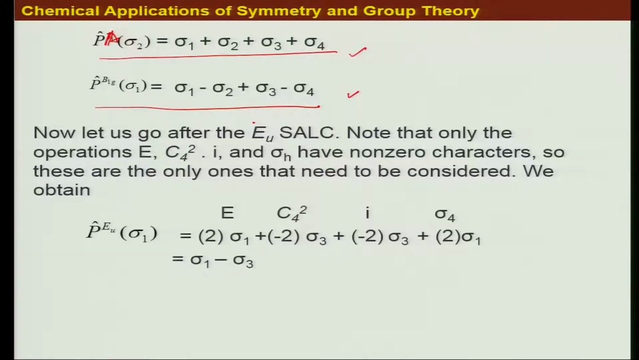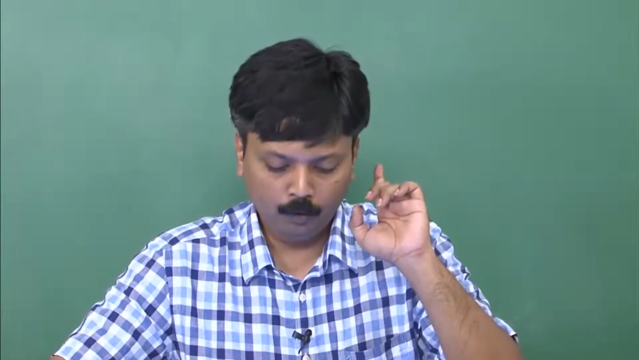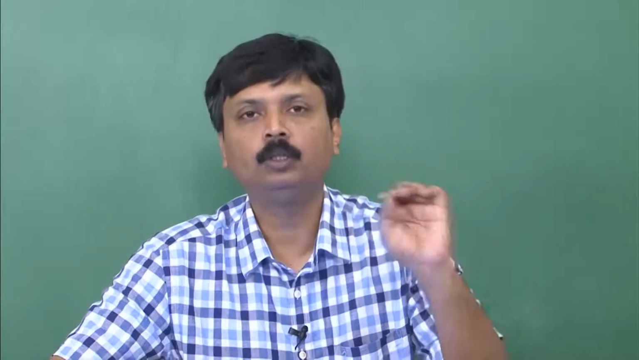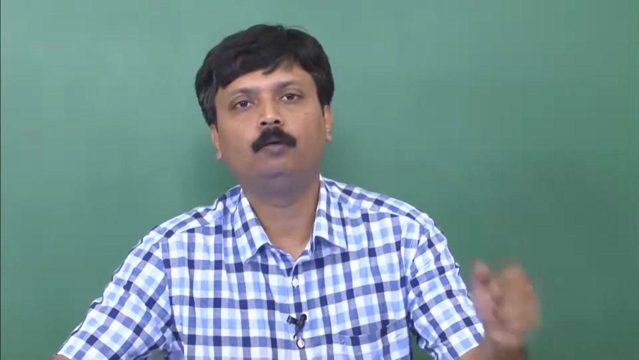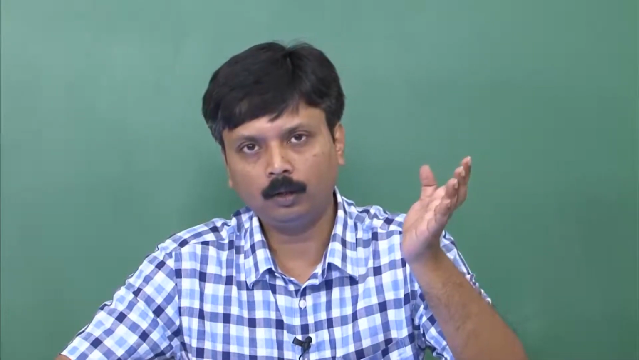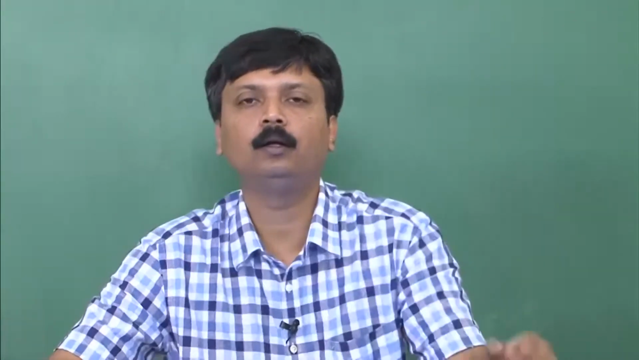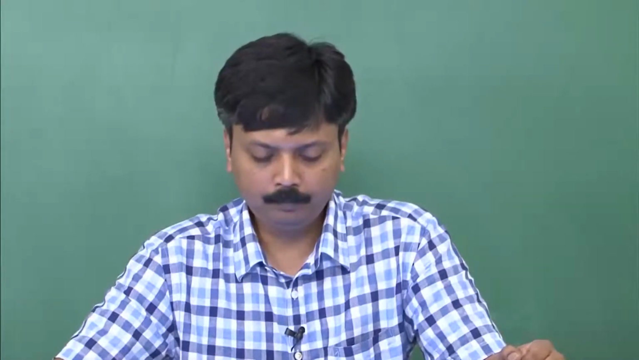Okay. So here, if you look at the characters corresponding to the Eu representation for the D4h point group, you will see that only the operations identity, C2, I meaning inversion, and sigma h have non-zero characters. So when you find out the SALCs, when you operate the projection operator, you have to look at the effect of all the symmetry operations on this particular function that you have, right.